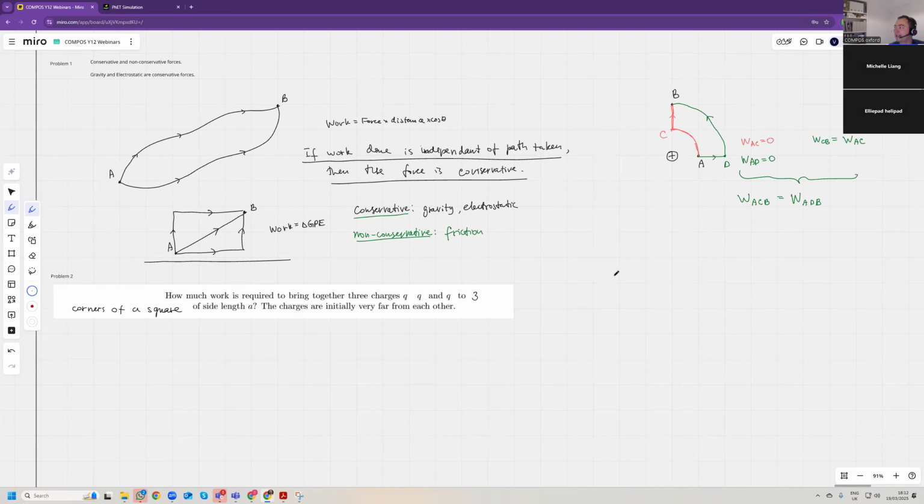And conservative means they conserve, so they have potential energy attached to them. That's why they're called conservative. They conserve energy.